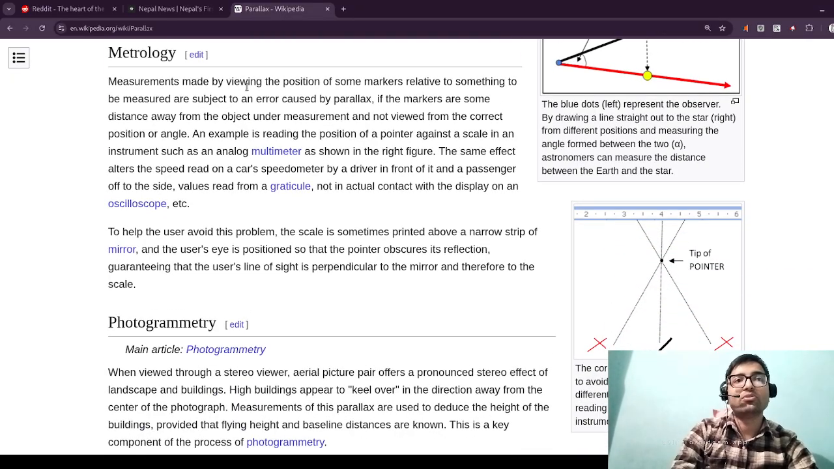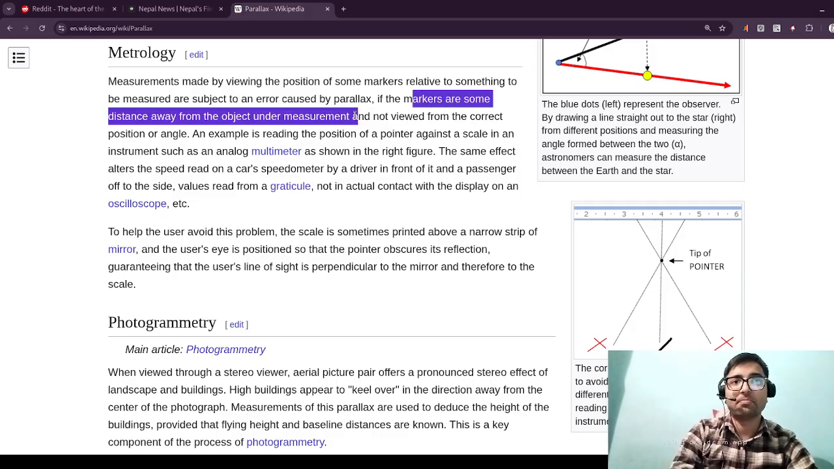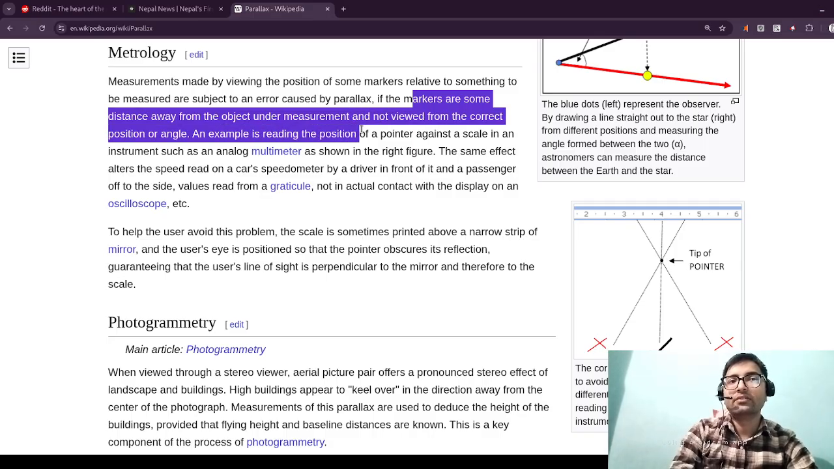Measurement made by viewing the position of some kind of marker related to something to measure is subject to the error caused by parallax. If the marker is some distance away from the object under measurement and not viewed from the correct position or angle, an error occurs. An example is reading the position of the pointer against the scale in an instrument such as an analog multimeter, shown in the right figure.